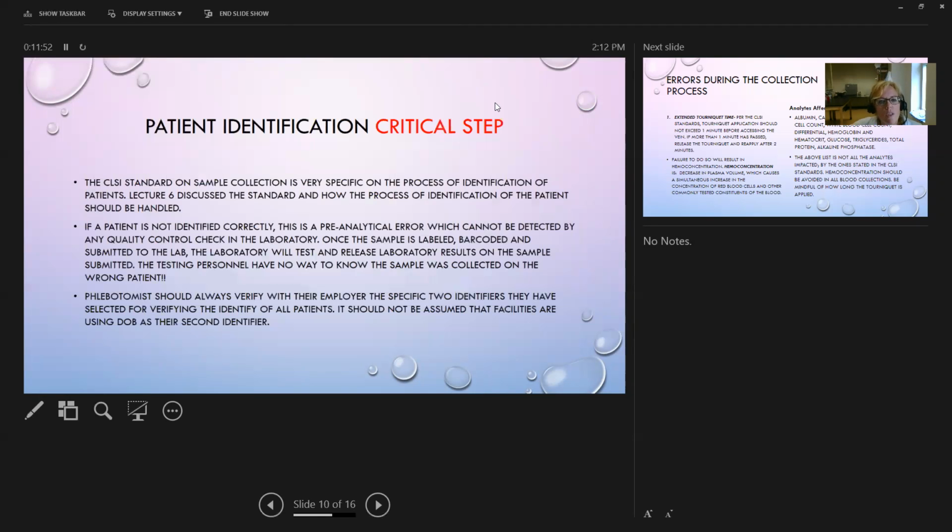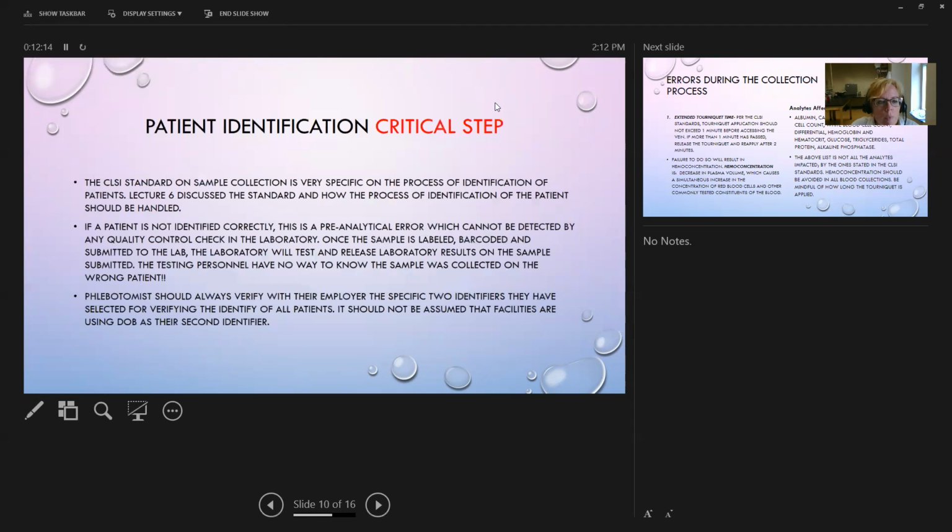Okay, here again is a critical step of patient identification. The standard is very specific on the process of identifying patients, and if you're not clear on that, please go back to lecture 6. Again, patients not identified correctly present pre-analytical errors, and there's no other quality control check that will pick that up.